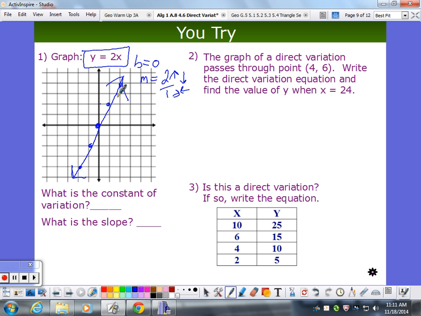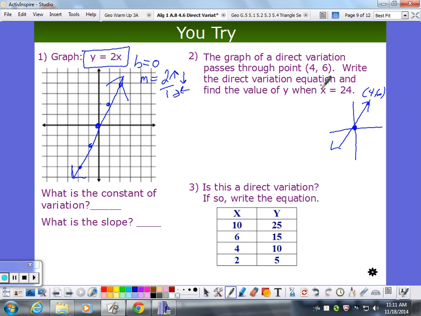Now this one is an interesting question. The graph of a direct variation passes through point 4, 6. You can kind of envision what this looks like. I know another point is always 0, 0, and there's another one at 4, 6. And it's a direct variation. Write a direct variation equation and find the value of y when x is 24.